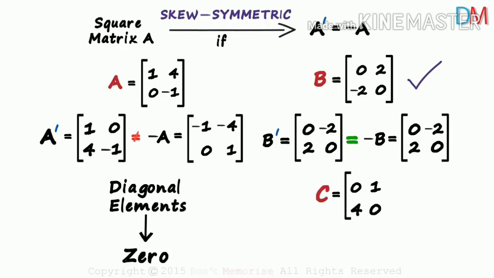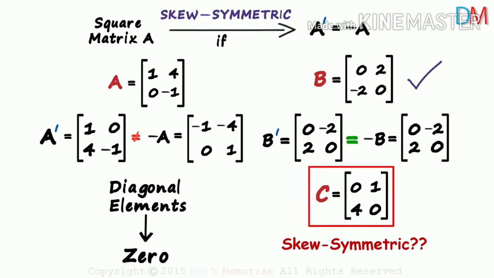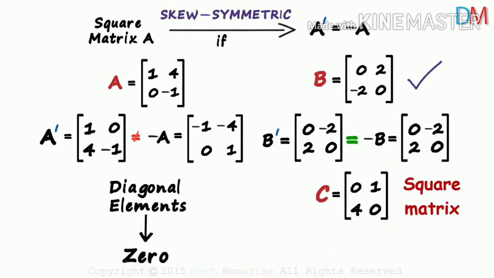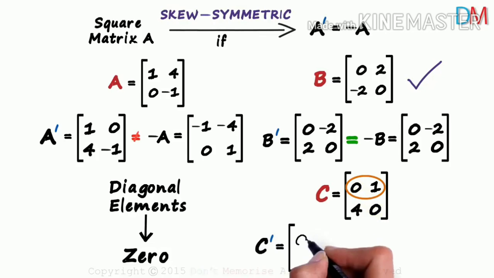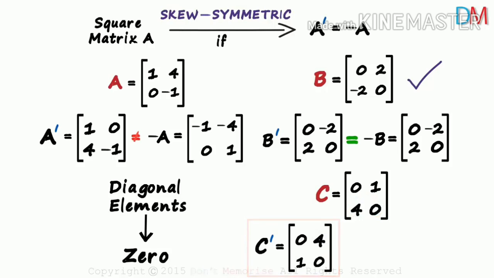What about matrix C? Is it skew-symmetric? It is a square matrix and its leading diagonal elements are 0. So it may be a skew-symmetric matrix. We find C transpose first. The first row is written as the first column and the second row is written as the second column. This is C transpose.